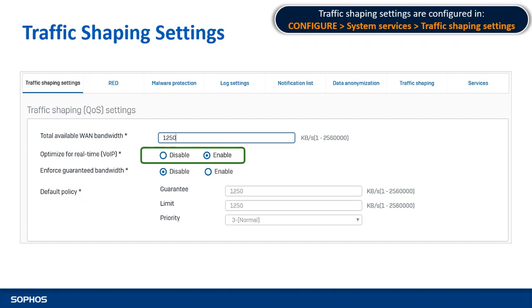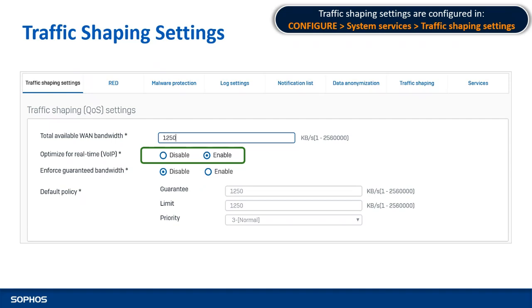The Optimize for Real-Time or VoIP option is to prioritize real-time traffic such as VoIP. If active, the priority will only be applied to the remaining bandwidth after the guaranteed bandwidth allocation. If Optimize for Real-Time is enabled, the real-time traffic such as VoIP will have priority over the rest of the traffic.